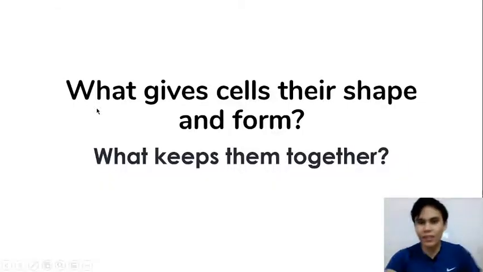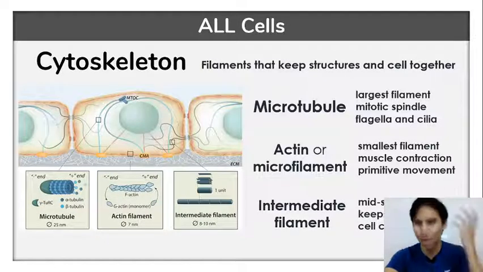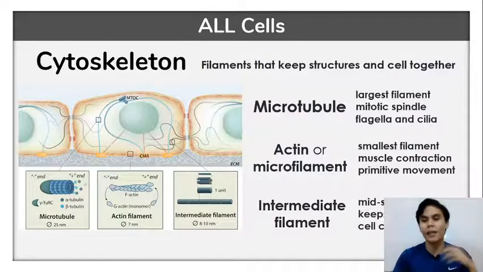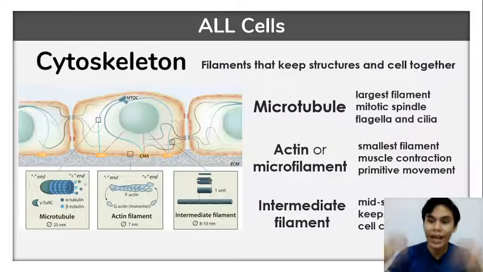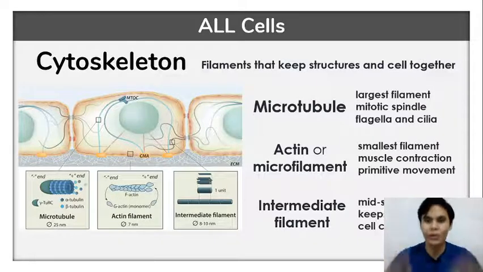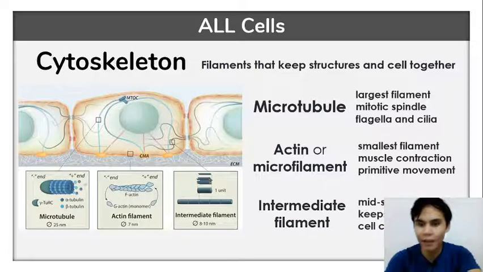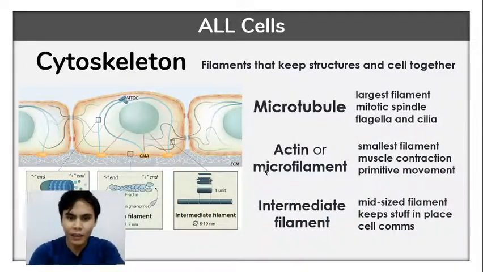So what gives the cells their shape and form? It's the cytoskeleton. The cytoskeleton is made up of filaments that keep the structures and the cell all together. So it anchors everything. We have three main filaments that make up the cytoskeleton.